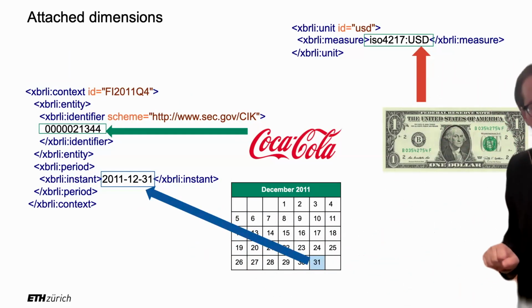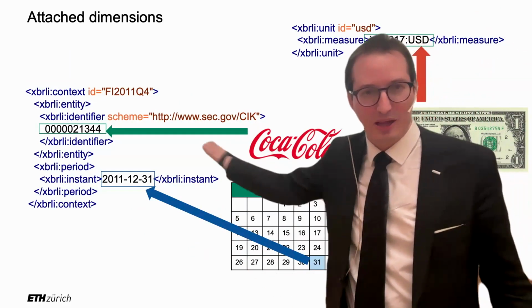So the context looks like this. For example, you have the company, so that would be an identifier.